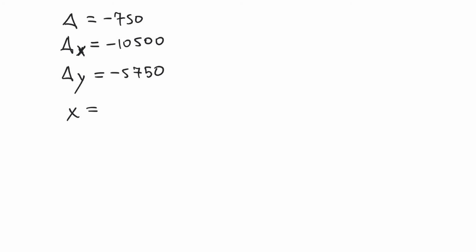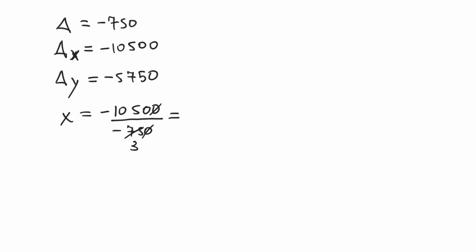And x, according to the formula, is going to equal negative 10,500 divided by negative 750. Now, let's simplify this. It's 1,050 divided by 75, and we can cancel out 25. So we have 25 here, and that's 3, and 1,050 divided by 25 is going to be 42, I believe. It's 42 over 3. Or that equals 14. So our x equals 14.